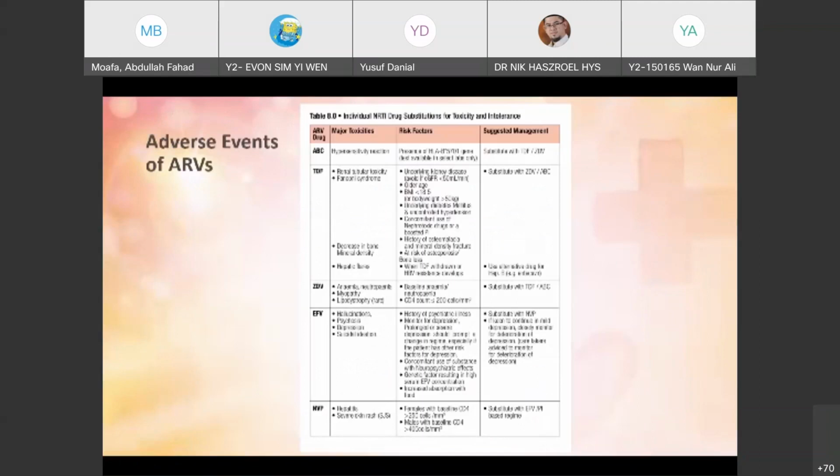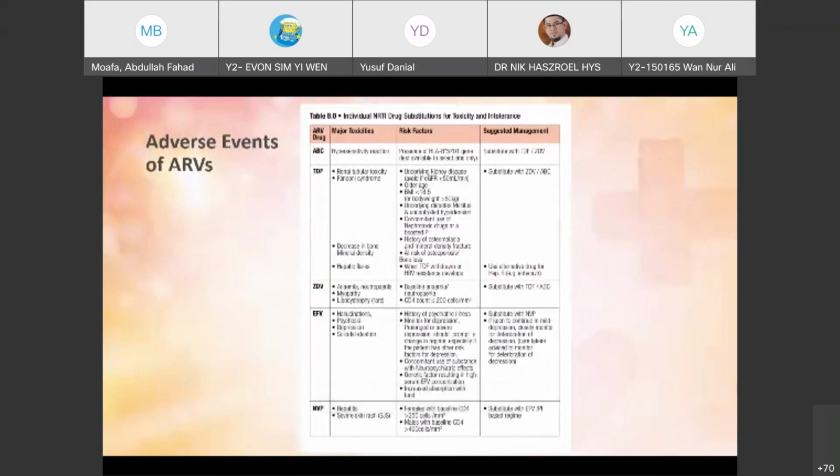Okay, ARV drugs also have adverse events or adverse reactions themselves, and they can occur with all antiretroviral agents and are a major reason for switching or discontinuation of therapy and poor adherence. Differentiating between antiretroviral related toxicities and disease complications can be difficult. So the table shows adverse events and toxicity of individual ARVs with suggested substitution. As stated here, the ARV drug abacavir will cause a hypersensitivity reaction, and the suggested substitute ARV is TDF or tenofovir disoproxil fumarate, or ZDV, which is zidovudine.